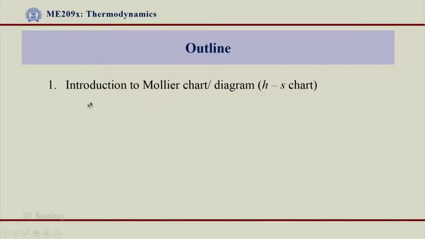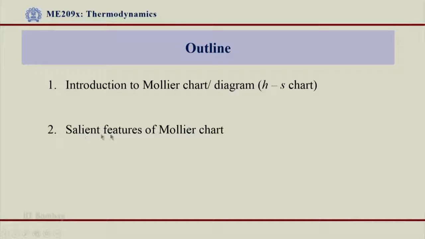Now what I am going to talk about is the second way of representation of the properties. At the same time I can see graphically how the process takes place, which can give you a lot of information which the tables cannot. And here, therefore, I am referring to Mollier charts. So, I will talk about an introduction to the Mollier chart or Mollier diagram, which is basically an HS diagram, enthalpy entropy diagram, enthalpy entropy chart.